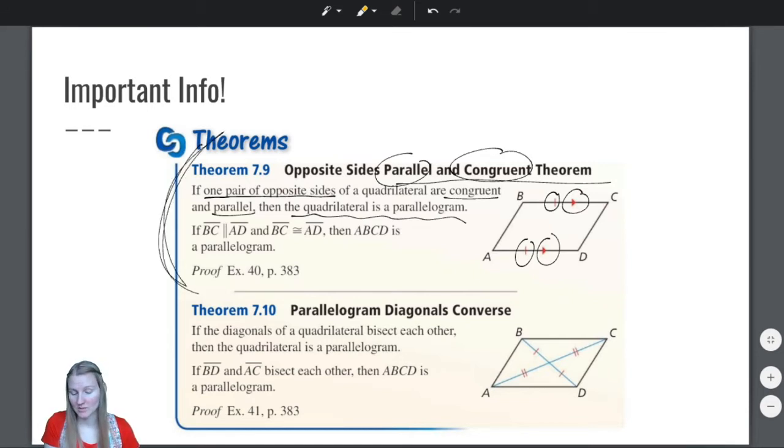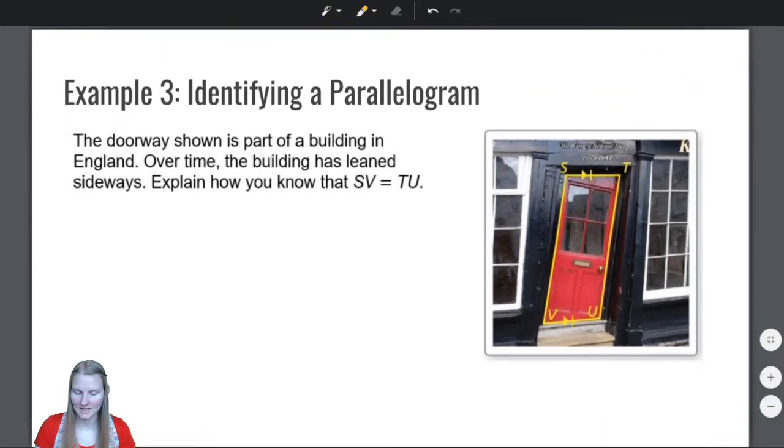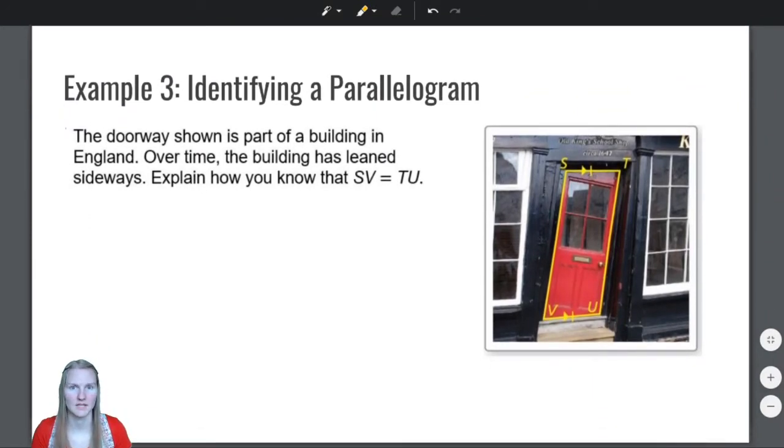Also, the parallelogram diagonals converse, so now we're back to the converses. If the diagonals of a quadrilateral bisect each other, then the quadrilateral is a parallelogram. So in section 7.2, we saw if I have a parallelogram, then these bisect each other. Today, we have if they bisect each other, then I have a parallelogram. Cool. Let's see an example of these theorems in action.